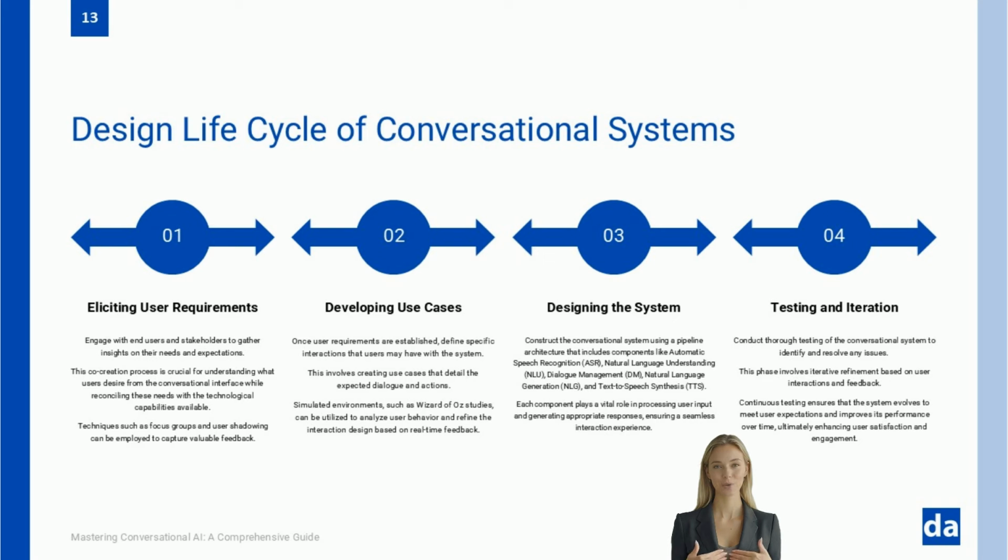In this slide, we will discuss the design lifecycle of conversational systems, which consists of 4 key phases. First, we have eliciting user requirements. This phase is essential as it involves engaging with end users and stakeholders to gather insights about their needs and expectations. By involving users in this co-creation process, we can better understand what they desire from the conversational interface. Techniques such as focus groups and user shadowing are effective methods to capture valuable feedback during this stage.